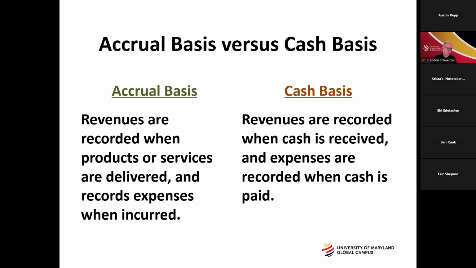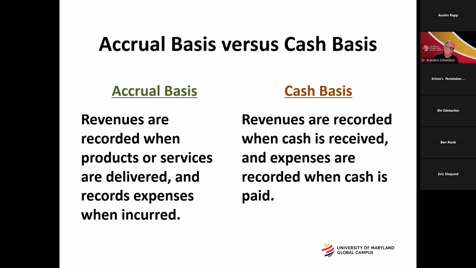So just to quickly explain the difference between the two. With accrual-based accounting, we record the revenue, which is our sales, when the service or product has been delivered to the customer, and we record our expenses when they actually happened or when they were incurred. This matches our revenue and our expenses. That's what the accrual-based accounting system is.